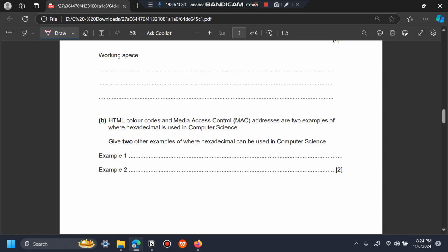Part B says HTML color codes and MAC addresses are two examples of where hexadecimal is used. Give two other examples where hexadecimal can be used. Yes, we can give that it can be used in IP addresses. IP addresses also use them. Or you can also write assembly language. Assembly language also uses hexadecimal. Along with that, you can talk about memory dumps or memory locations. Anything would do.